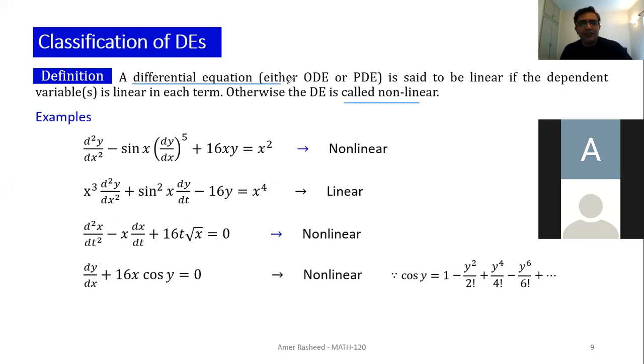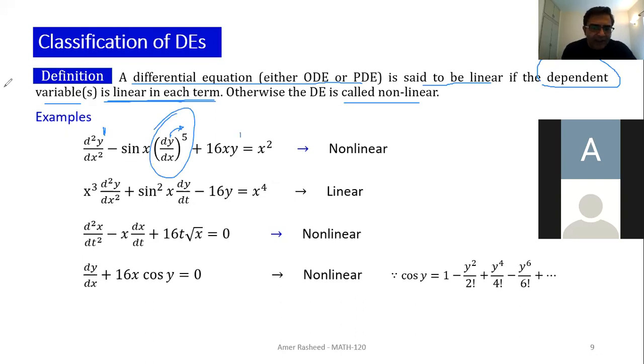Now, a differential equation, either it is ODE or PDE, is said to be linear if the dependent variable or variables is linear in each term. Dependent variable is linear means its power is 1 in each term of the differential equation. For example, here the power of y is 1, here the power of y is 5. So it is not linear in this term.